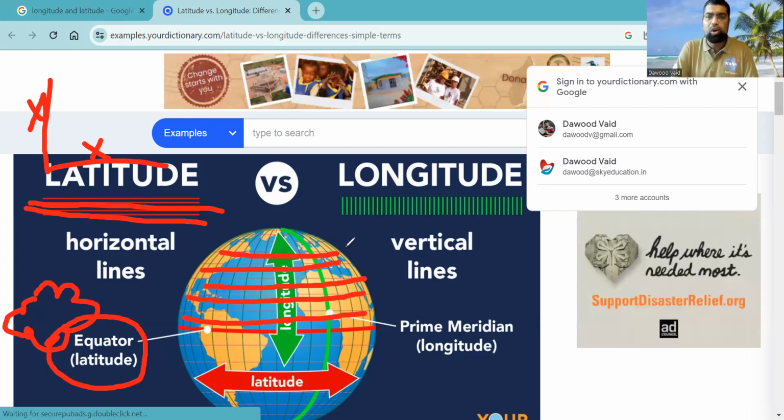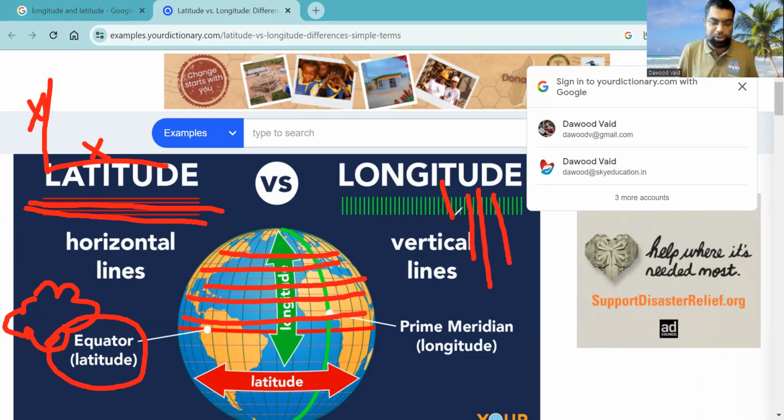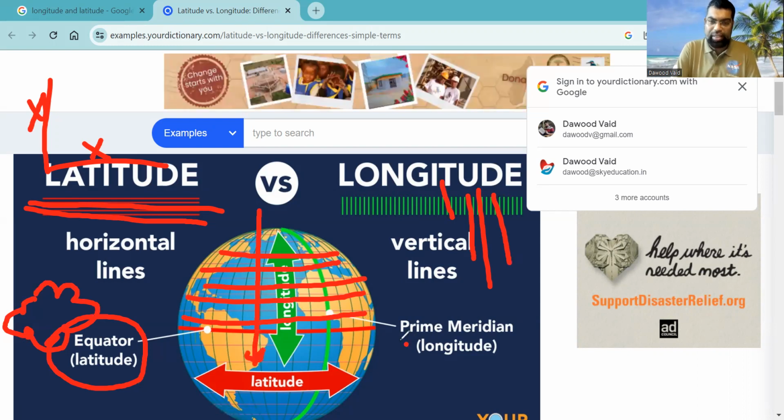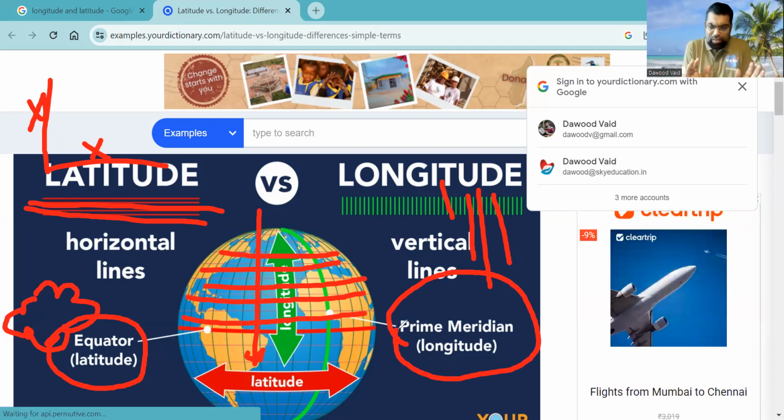Long, remember the word long. So I'll draw long lines like this. These are long lines, vertical lines, longitude. Longitude, again imaginary lines, but they run from top to bottom, from the North Pole to the South Pole. And the longest of them, like the equator on that side, is called the PM, prime meridian. Simple words, easy to memorize, prime meridian.